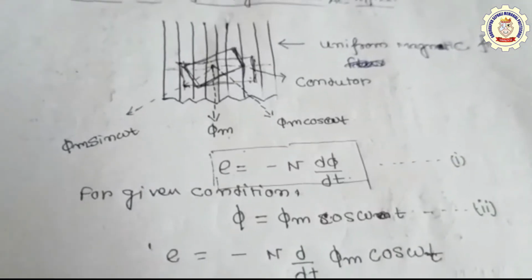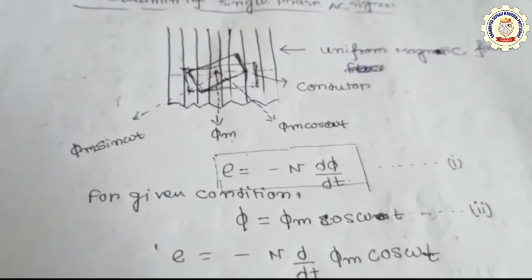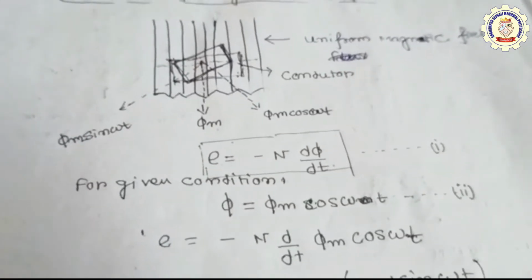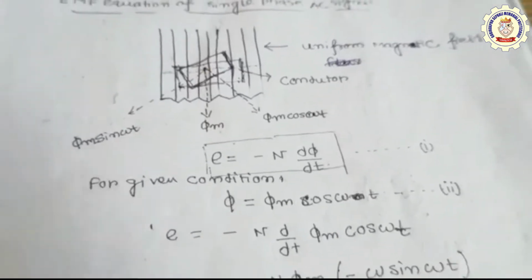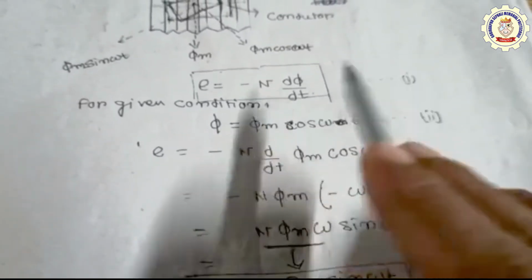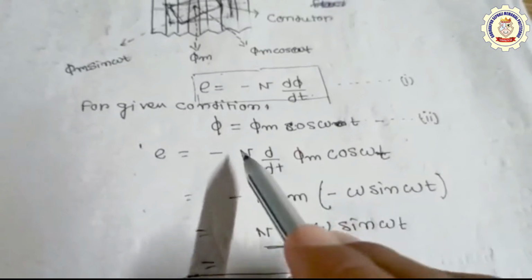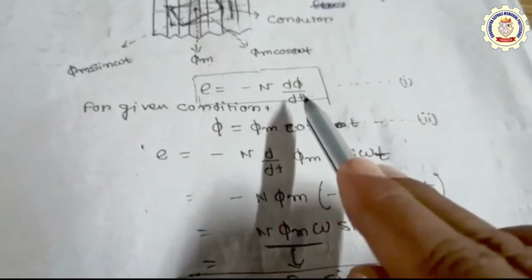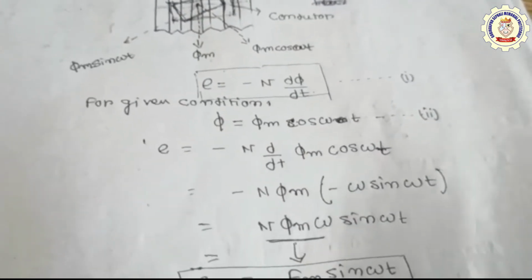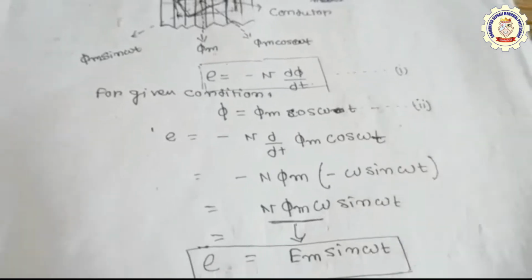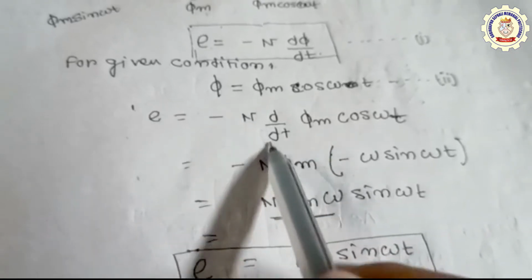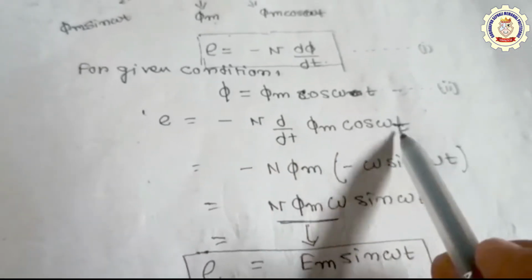What is cos omega t? Actually, this is our graphical representation, one horizontal portion and one vertical portion. So one is cos omega t and one is sin omega t. Now this is represented by equation 2 and this by equation 1. Now the value of phi is put in equation 1. So what do we get? E equal to minus n d by dt of phi m cos omega t.